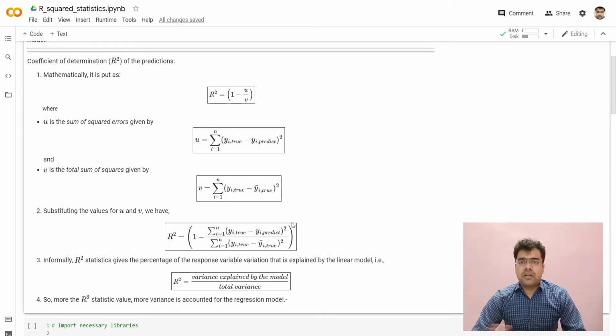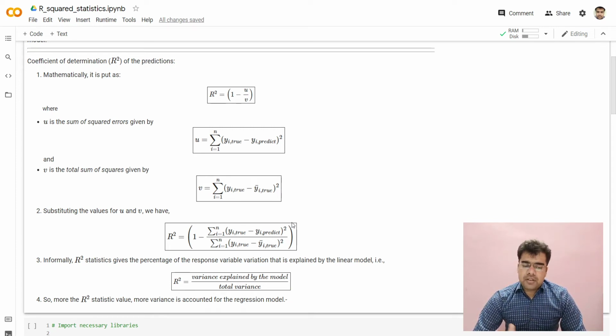Okay, and this is what the mathematical definition of R squared statistics is all about. So what you have to do is individually compute the values for u and v. I already told you how to compute those values, and once you are able to do this calculation, take the fraction and subtract it from 1. Whatever result you get will be your R squared statistics. Is this fine? Okay. Now this was the mathematical treatment of what R squared statistics is all about.